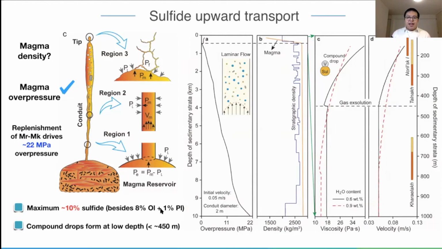Another thing is that at the low dip of the conduit, there is some formation of bubbles, and the bubble will touch the sulfide droplet to form the compound drop. The following speaker will talk about this.